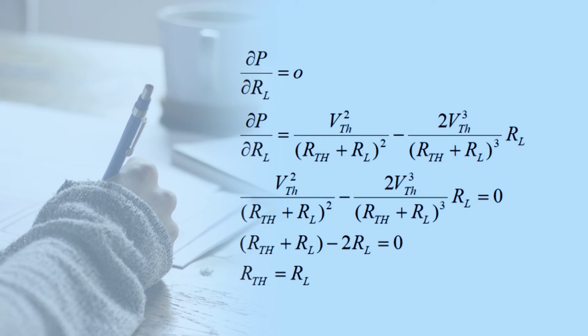Now put this expression equal to 0. So after simplifying the above equation, we get R_TH plus R_L minus 2R_L is equal to 0. So after solving this, you will get R_L is equal to R_TH. So the maximum power transfer theorem states that maximum power will be transferred from source to the load when this load resistance is equal to the internal resistance of the circuit, or you can say the Thevenin resistance of the circuit.